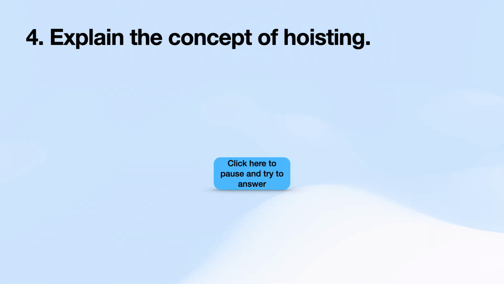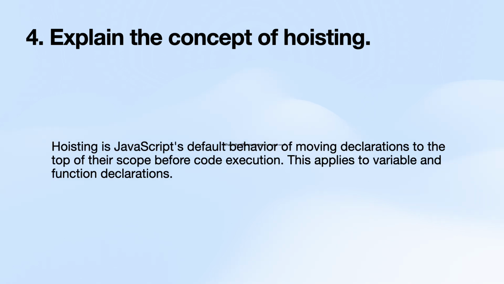4. Explain the concept of hoisting. Hoisting is an important concept in JavaScript that refers to the language's default behavior of moving variable and function declarations to the top of their respective scopes during the compilation phase, before the code is executed. This means that regardless of where variables and functions are declared in the code, they are treated as if they're declared at the beginning of their scope.